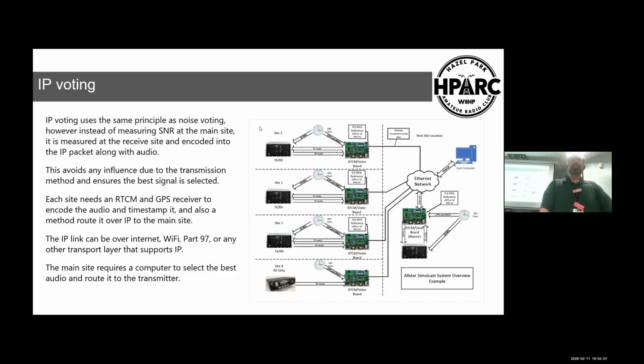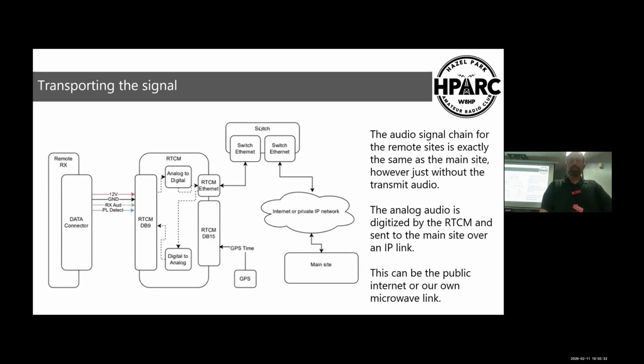The IP link to send all that data back to the main site could be any IP link. It could be Wi-Fi, Part 97, really anything that supports IP. You're not limited to any one transmission method. As long as you can put IP packets on it, you can use it. And then at the main site, you need a computer running Allstar to determine what the best audio is and then send it to the repeater.